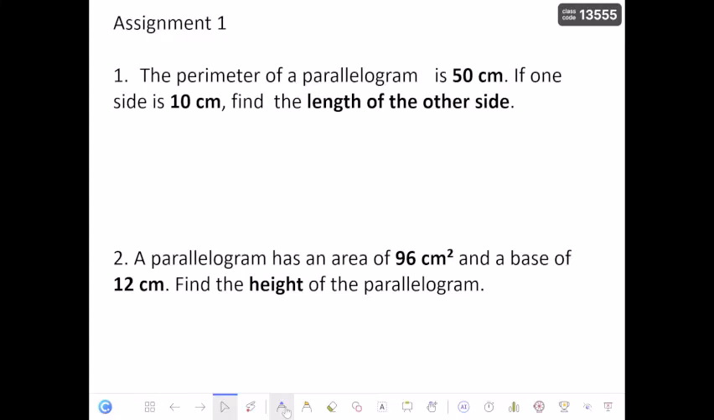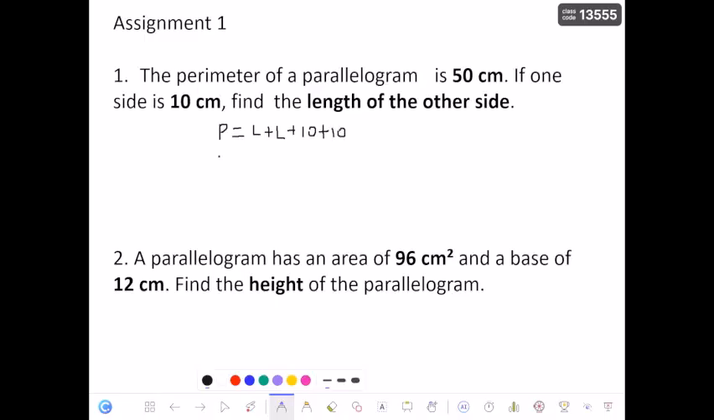So without wasting time, the first question says the perimeter of a parallelogram is 50. So let me just go straight and solve it without sketching. This question is similar to the previous one we did before. The perimeter of a parallelogram, we say, add all the lengths of the sides. So which is L plus, this one said one of the sides is 10, so plus 10 plus 10.